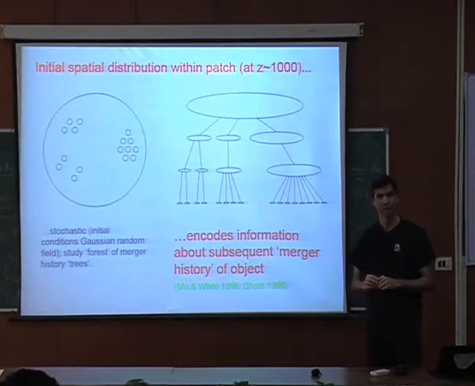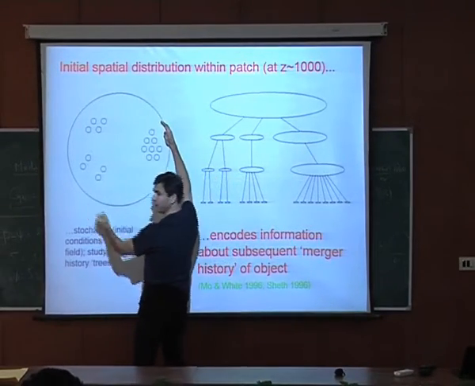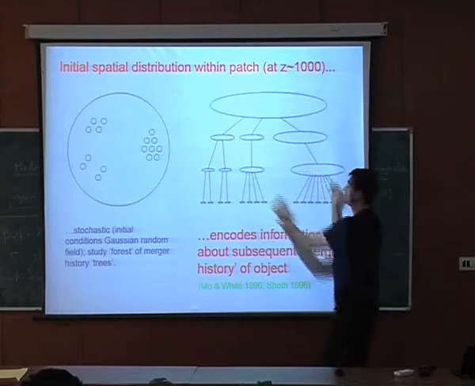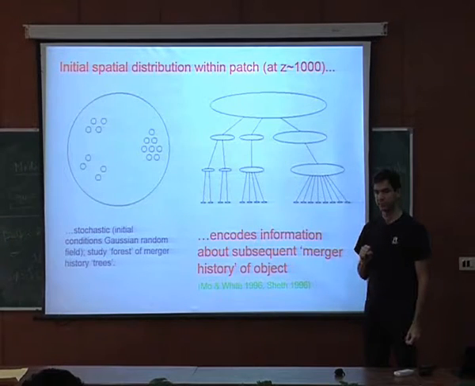Yeah? So that means that in the statistics of the initial field is encoded the entire merger history of the object. Okay? So in principle, we can extract this information. That's what we're trying to do.